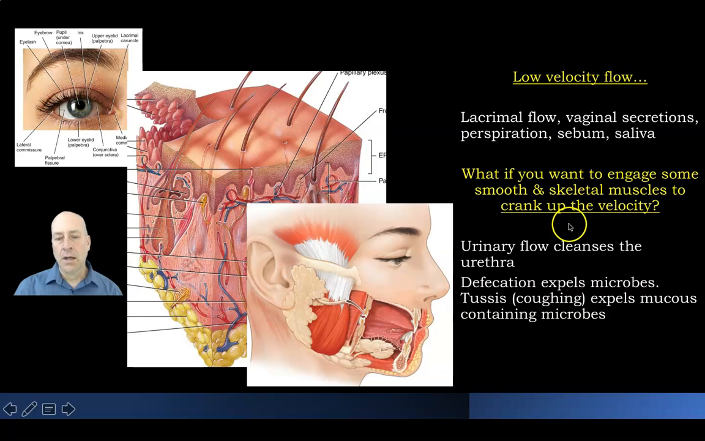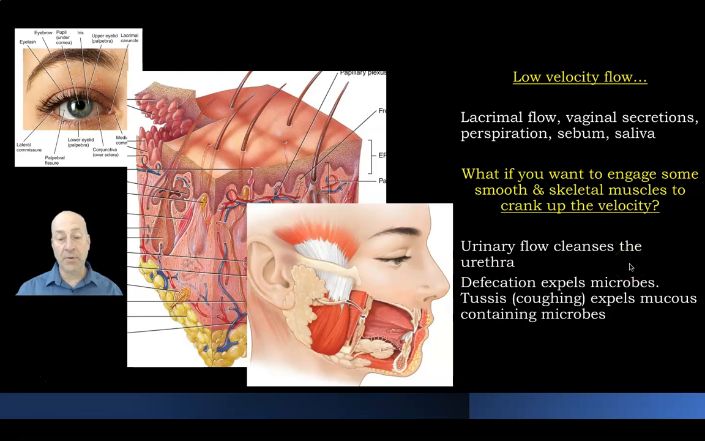Okay. And then, so low velocity flow, the lacrimal flow across the eyes, vaginal secretions outward, perspiration and sebum across the integument, saliva through the oral cavity, low flow, but just constant flow, just pushing stuff in the wrong direction, pushing it out of the body or away from the body. Right? What if though? That's nice. Don't get me wrong, that really works.